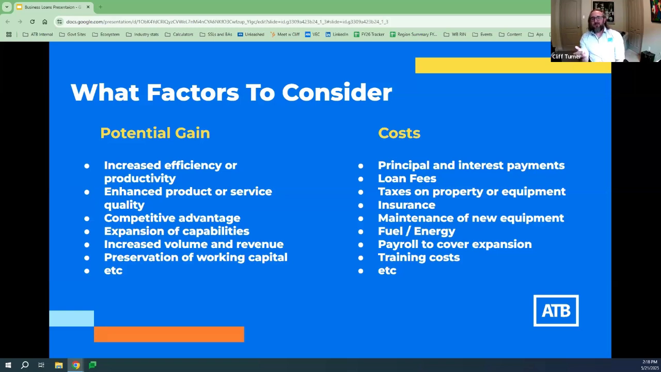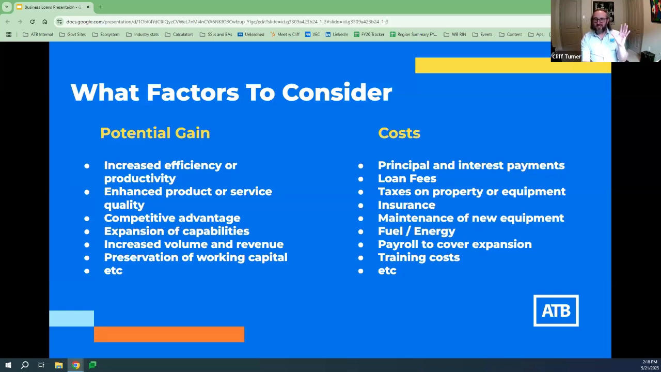Maybe it's expansion of their capabilities, being able to offer a whole new service on the side, or just basic increased volume, being able to do more with what they've got. These are all great examples of gains that you can get from the equipment or property or whatever it is that you're financing. So in some way, try to quantify these as best as you can through projections. What is the actual benefit going to be if I take on this loan and get this equipment or property? But the tricky part is the other side of the balance.